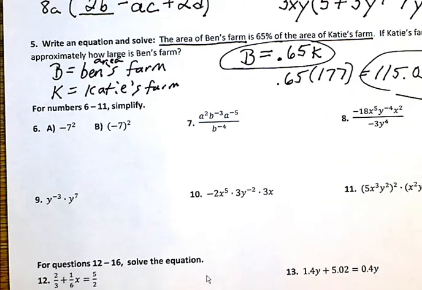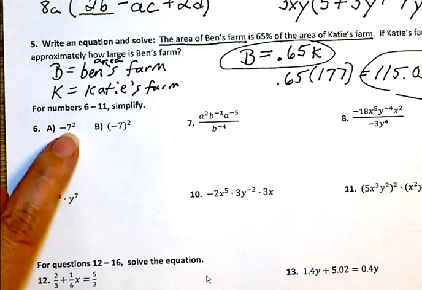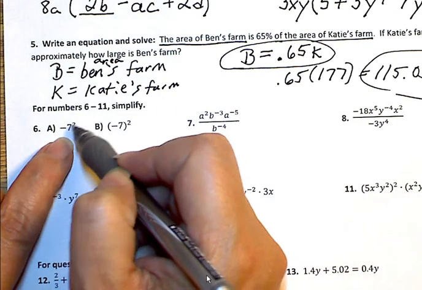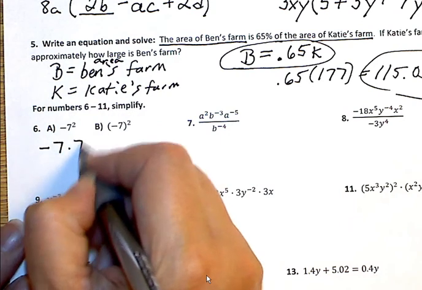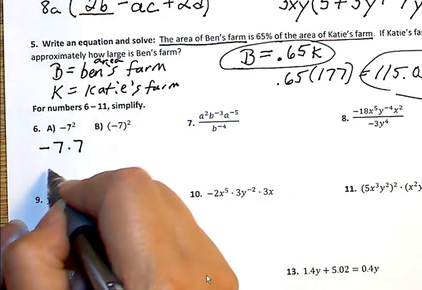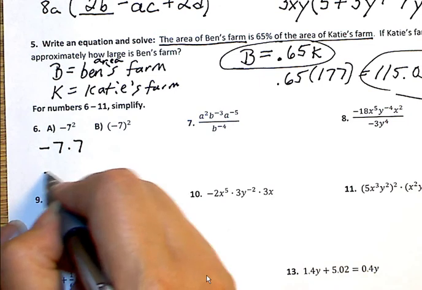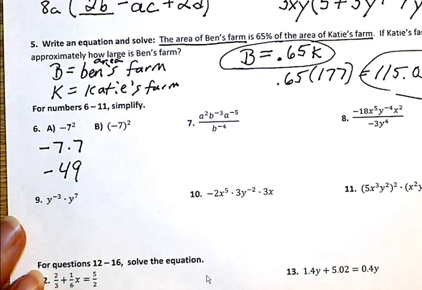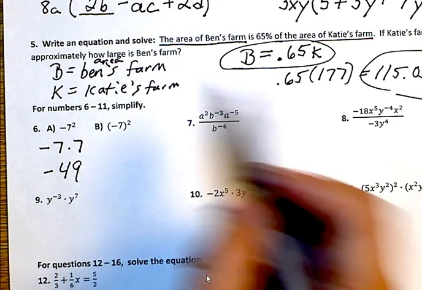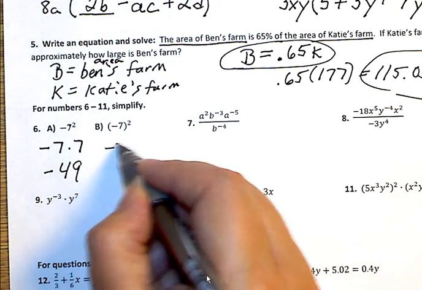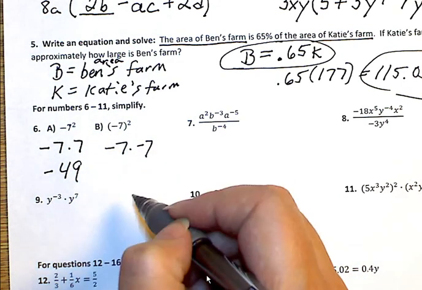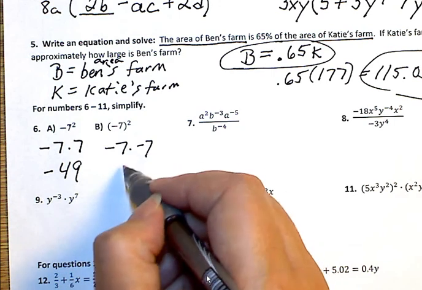Alright, remember that this square goes just to what it's attached to. So this one says that it's -7 times 7. There's two 7s, 14. So that would be your -49. Because it's multiplication, 7 squared. But when you have parentheses, that means you have -7 times -7. So negative and negative make a positive, and that would be your 49.